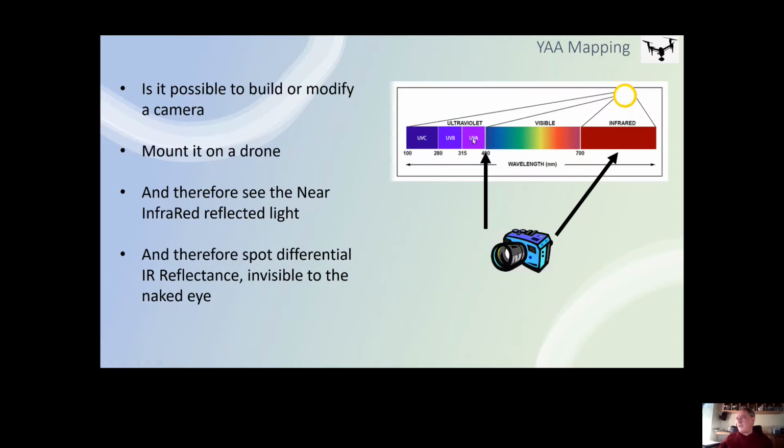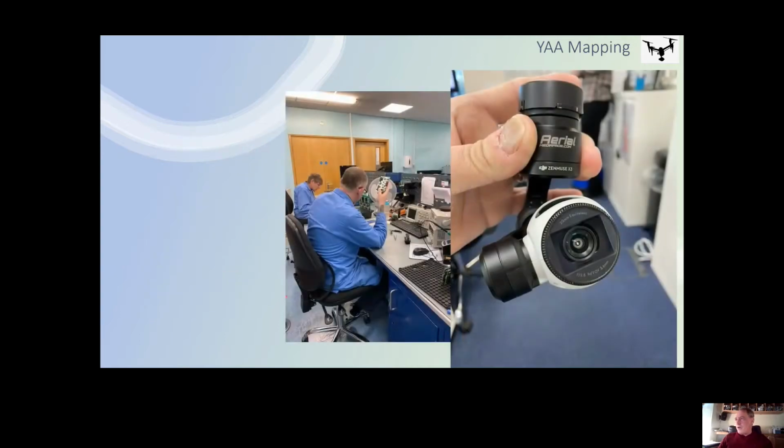We want a camera that doesn't just see in the 400 to 700, but can see beyond that into the near infrared and differentiate the color channels so that we can filter out the parts of the light spectrum that we're interested in. And of course, I'm sure it's no surprise, but the answer is yes. Here is our version 5. This is a Zenmuse X3 camera.